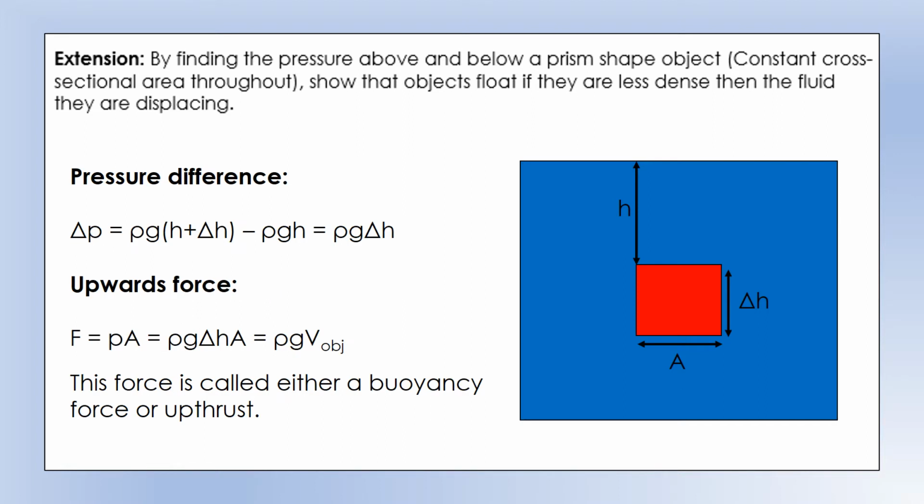Using those two expressions, we can find the pressure difference, which is just density times the gravitational field strength times the actual height of the object. And using that pressure difference, we can calculate the upwards force, because where there is a pressure difference, there'll be a force to get rid of that pressure difference. So substituting in for the pressure, we get the expression there. And the thing to spot is that the area times delta h is just the volume of the object. So this force we call upthrust or buoyancy, and we can calculate it if we know the density of the fluid, the gravitational field strength, and the volume of the object.